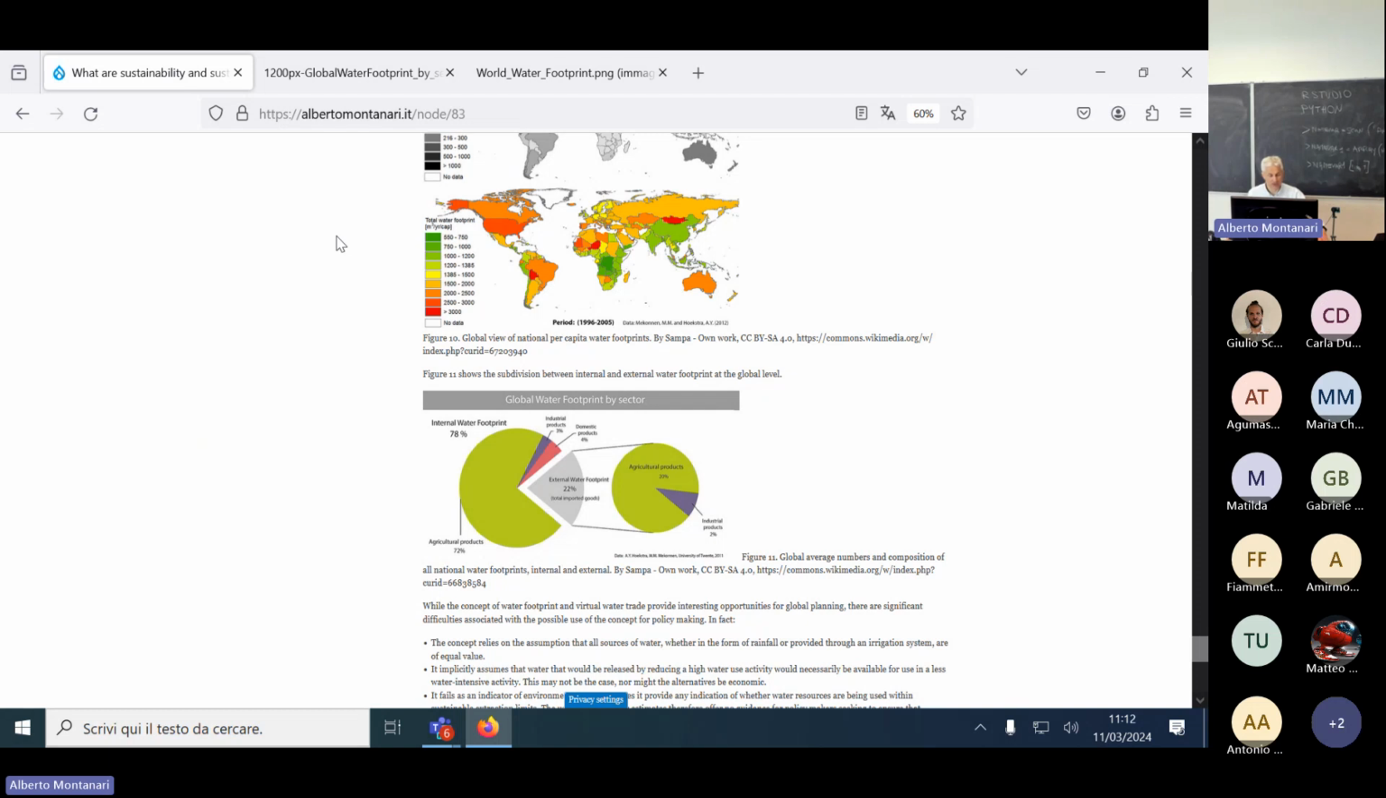So what we discussed today is sustainability and international development, the concept and specific issues related to sustainability, water use in terms of internal water footprint and external water footprint, and the water-food-energy nexus.